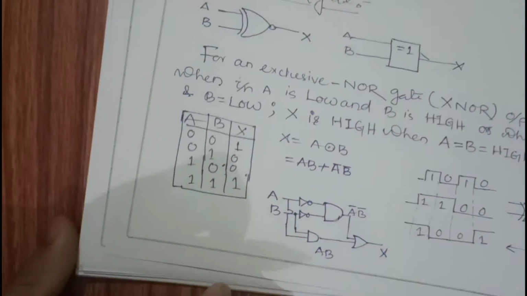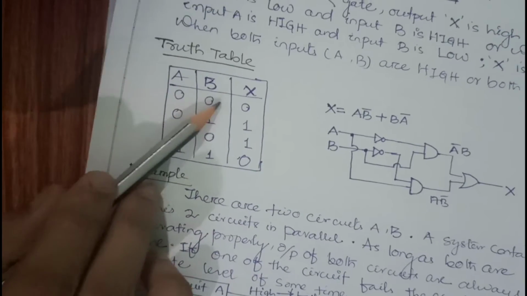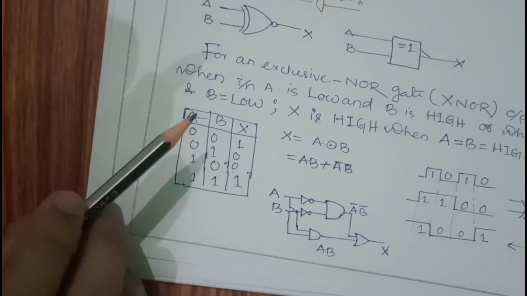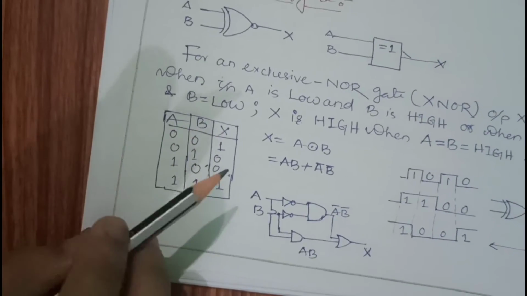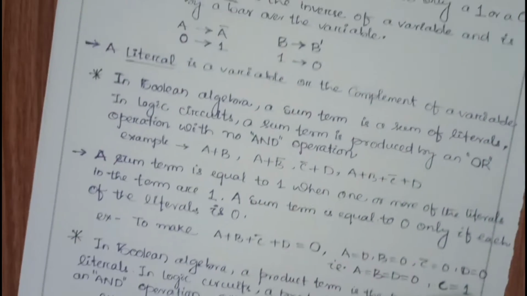And here, when both are different, it will give me value 0. And here when both are the same, they will give me value 1. So this is the XOR and XNOR gate. We'll discuss this one in De Morgan's theorem also. Then we'll come to Boolean operation and expression.